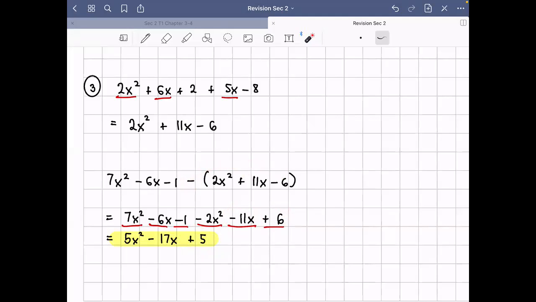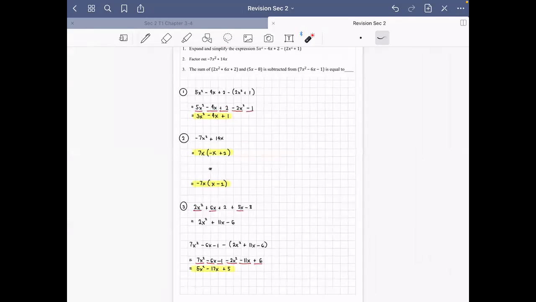Class, just a tip. If you're confused with signs, because you're allowed to use your calculators, maybe you can just use your calculators if you're unsure with those kinds of questions. But I suggest you should master this concept, class, because as Sec 2 students, you're supposed to be expert on positives and negatives. So again, your answer is 5x squared minus 17x plus 5. And that's for number 3.